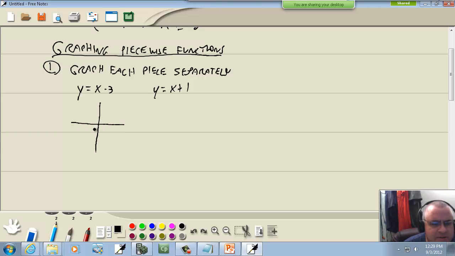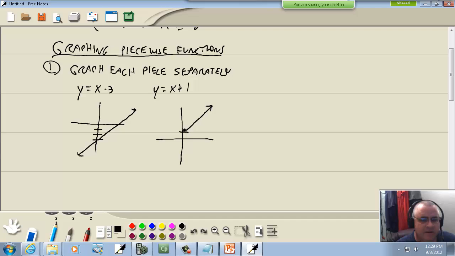Y is equal to x minus 3. Okay, that's shifted down 3, and looks like that. Okay, y is equal to x plus 1. That's up 1. Looks like that. Not that I can't draw straight lines, but. Then step 2: apply your conditions.